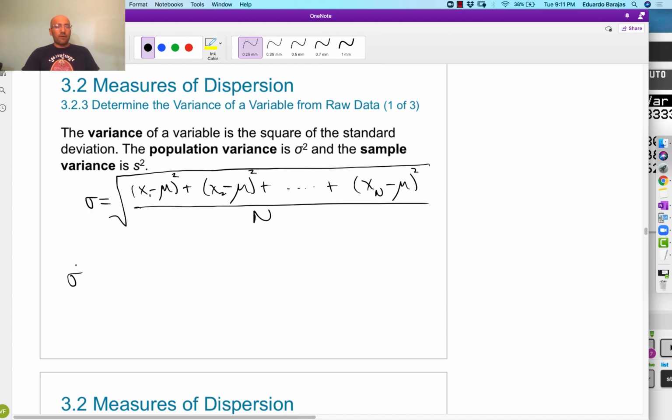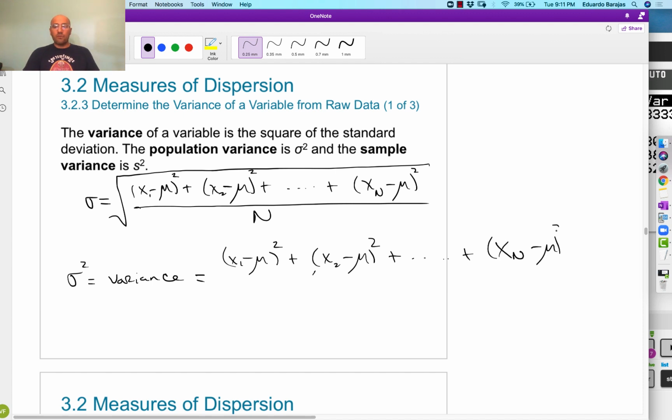But now sigma squared equals the variance. We take this and square it. Well, if we square it, it'll undo this square root process. So it's really just this part in here before we take the square root. That's what variance is. So variance is just going to be x1 minus mu squared plus x2 minus mu squared plus dot, dot, dot, and then x sub n minus mu squared, the whole thing divided by n. And that's what variance is.